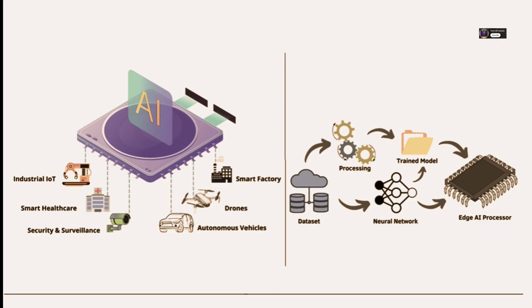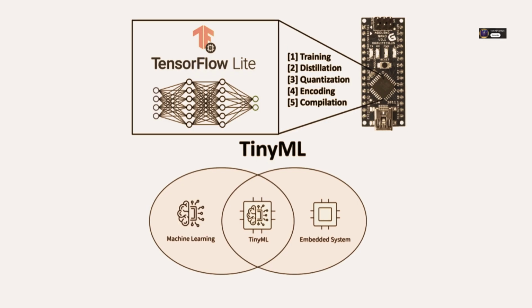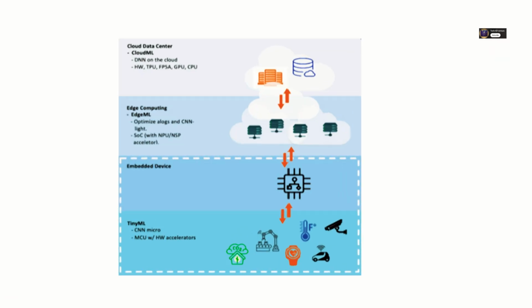So even smaller than that, I hear about TinyML. What is that specifically? TinyML is taking edge AI to the extreme. It's about running machine learning models on microcontrollers. Those really tiny, cheap, low-power chips found in billions of devices. Think smartwatches, fitness trackers, environmental sensors, appliances.